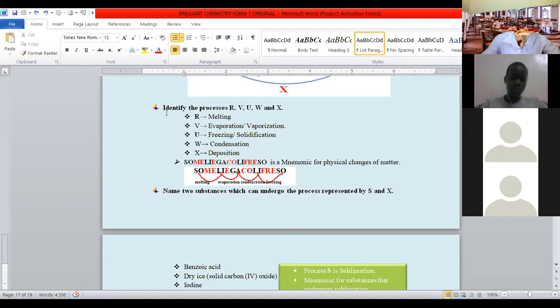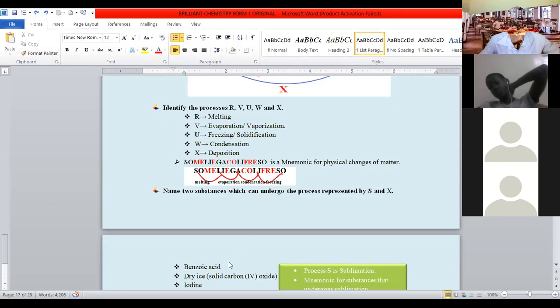Another one, we have camphor. Are we together? Camphor also undergoes sublimation. We have anhydrous aluminum chloride. We have anhydrous iron 2 chloride. Are we together?